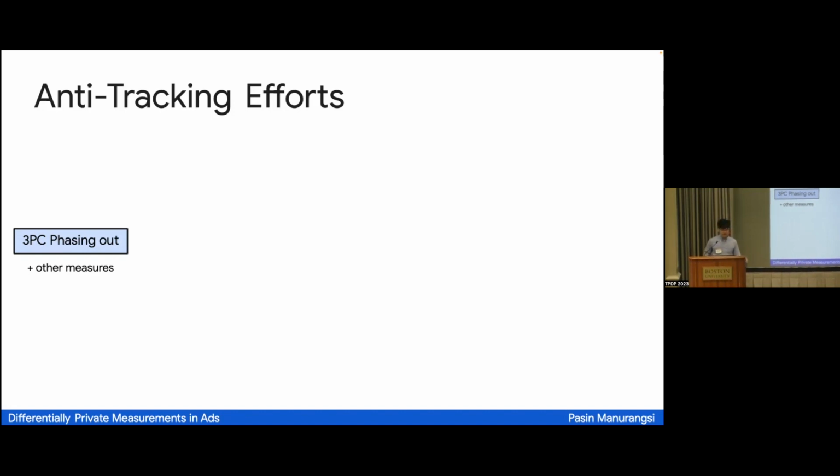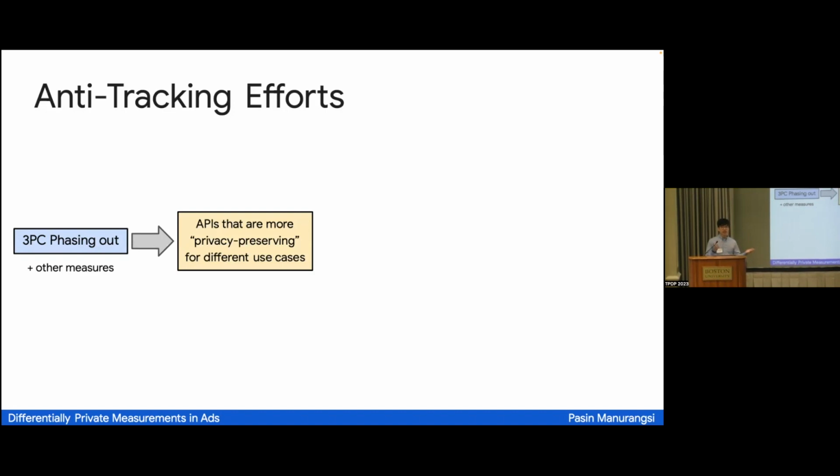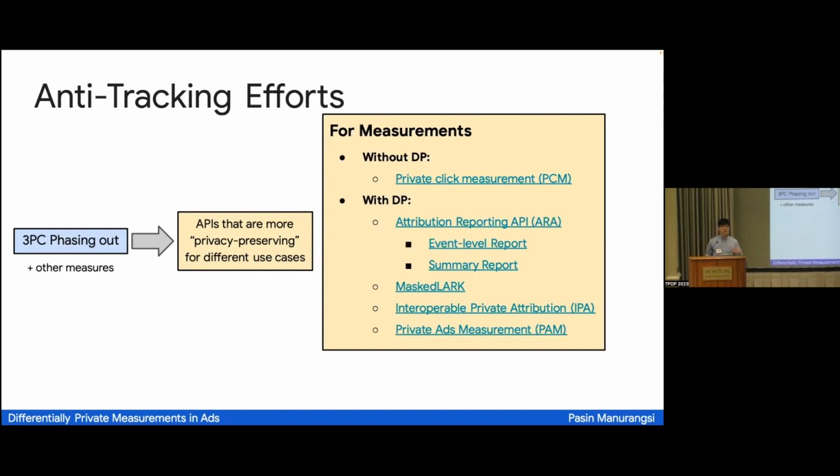That's good. But at the same time, it also breaks many valid use cases, including ads measurement. What this means is that there are multiple proposals being put forward right now to create APIs that will allow this use case to continue in a more privacy-preserving way. Today we will discuss some of these, and in particular, we'll focus on the proposals that are specifically for measurement.